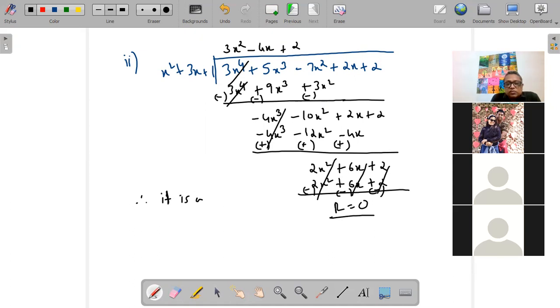Therefore, it is a factor. So the first one was a factor. The second one is also a factor. Now we have to just check for the third. So you can note down this, that the second one is also a factor.